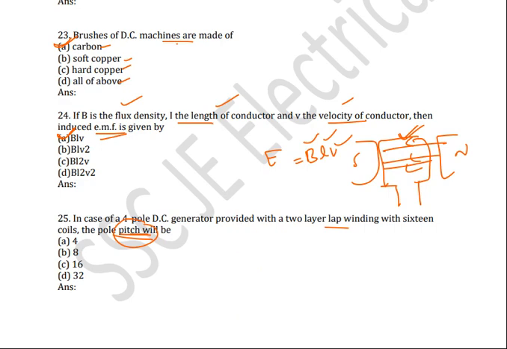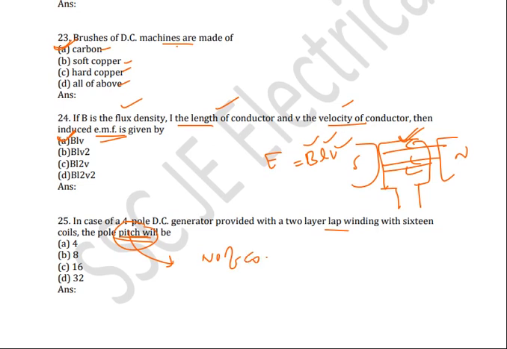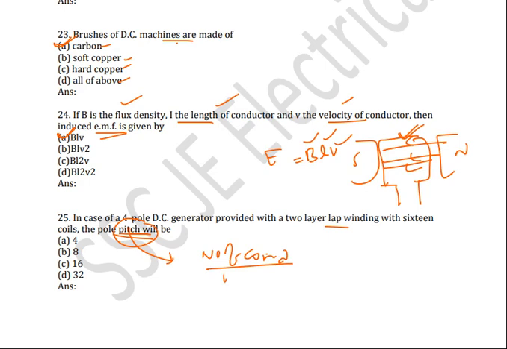So the direct formula is: pole pitch is nothing but number of conductors by number of poles. Here, a 4-pole DC generator provided with 2-layer lap winding with 16 coils is given. 16 coils are in 2 layers, with lap winding. 2 layers means 2 into 16, that is 32 conductors. So total 32 conductors are there.